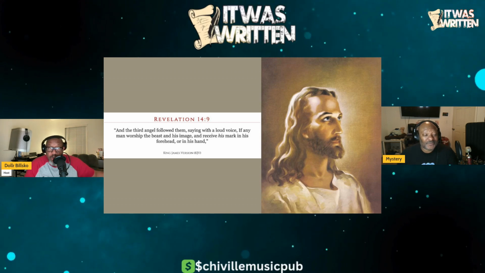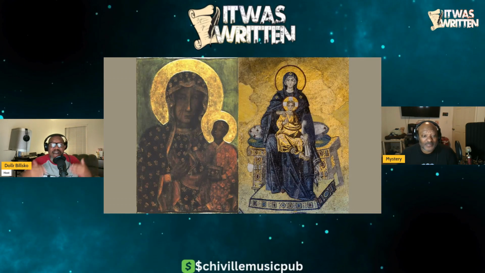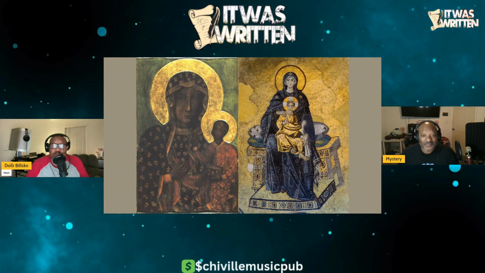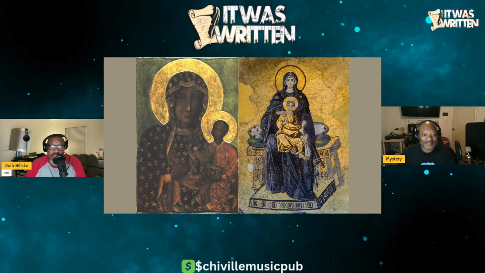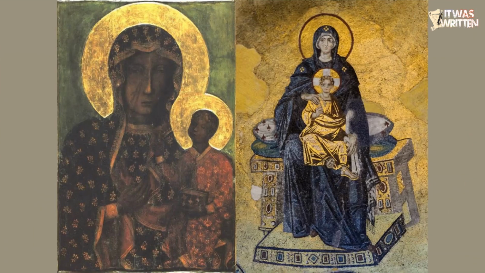He said keep the Sabbath day holy, which is Saturday. And that's what I'm saying. That's how much this iconoclasm has destroyed us over the years. Here you see a picture on the left of the Black Madonna and the child, whereas on the right you see where they fixed it up and made it look like them.